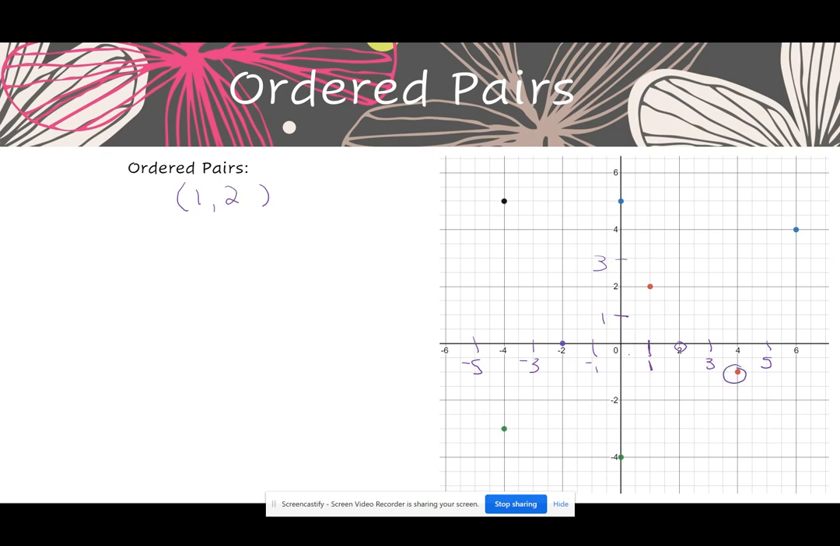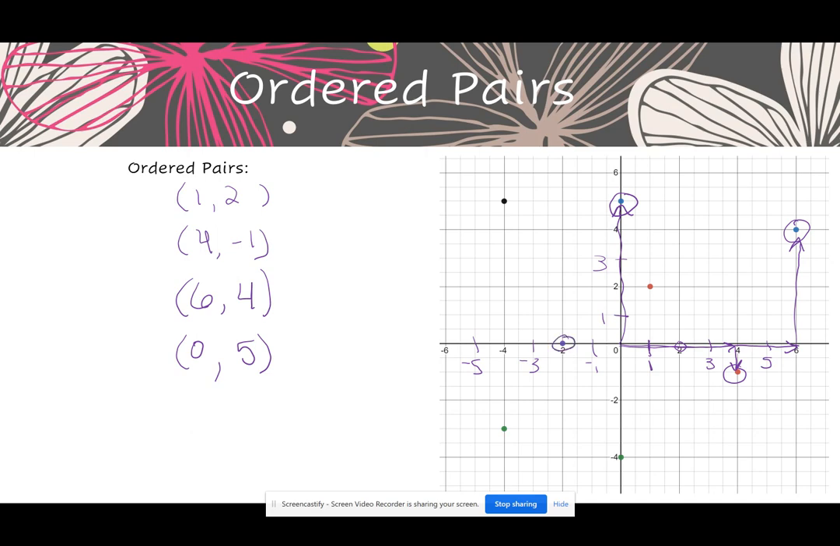For this one right here, we're going over 4. So we have 4. And then down 1, so -1. For this one up here, we're going over 6 and up to 4. So we have 6, 4. For this one up here, we're not going over any, so we put a 0, and then we're going up to 5.